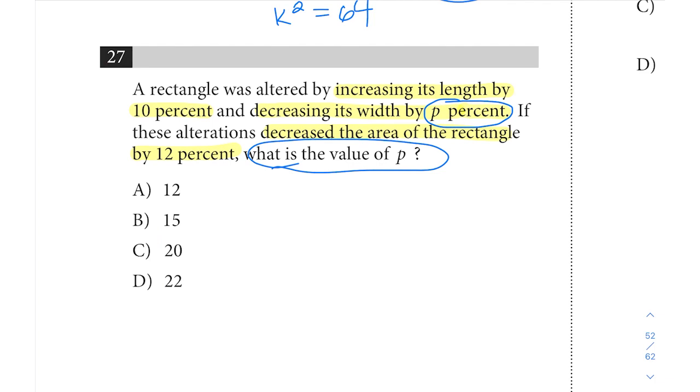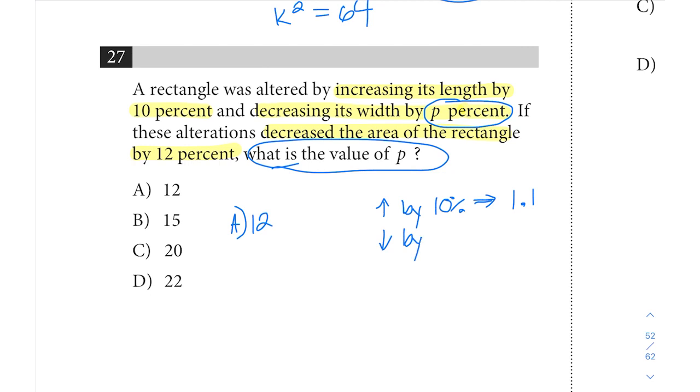So since they're looking for p, and they give us options in our answer choices, let's see if we could test out some of those options. So let's try A. It's always helpful to use your answer choices to your advantage. If A is 12, then if you increase your length by 10%, that's the equivalent of saying that you're going to multiply by 110%, or multiply by 1.1.